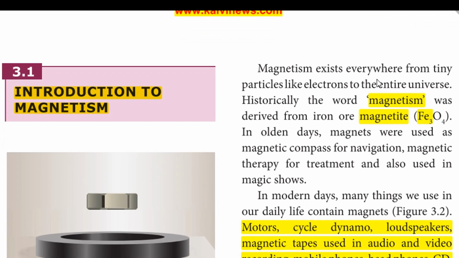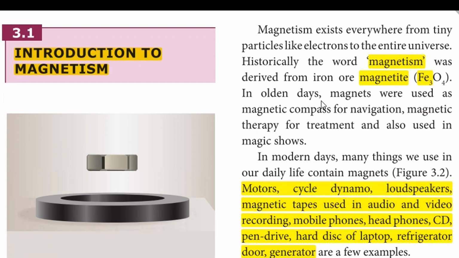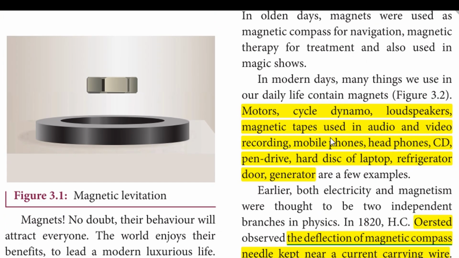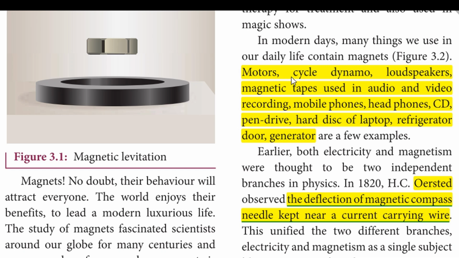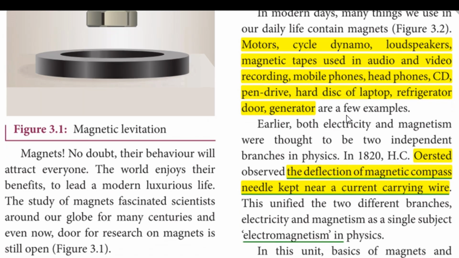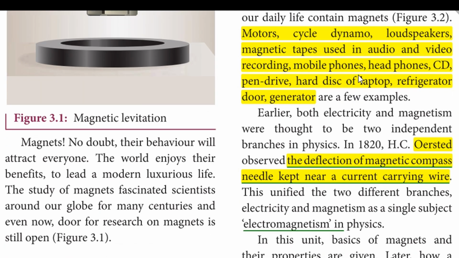Magnetism exists everywhere, from tiny particles like electrons to the entire universe. Historically, the word magnetism was derived from the iron ore magnetite, Fe3O4. In olden days, magnets were used as a magnetic compass for navigation, magnetic therapy for treatment, and also in magic shows. In modern days, many things we use in our daily life contain magnets. Motors, cycle dynamo, loudspeakers, magnetic tapes used in audio and video recording, mobile phones, headphones, CD, pen drive, hard disk of laptop, refrigerator door, generator, are a few examples.